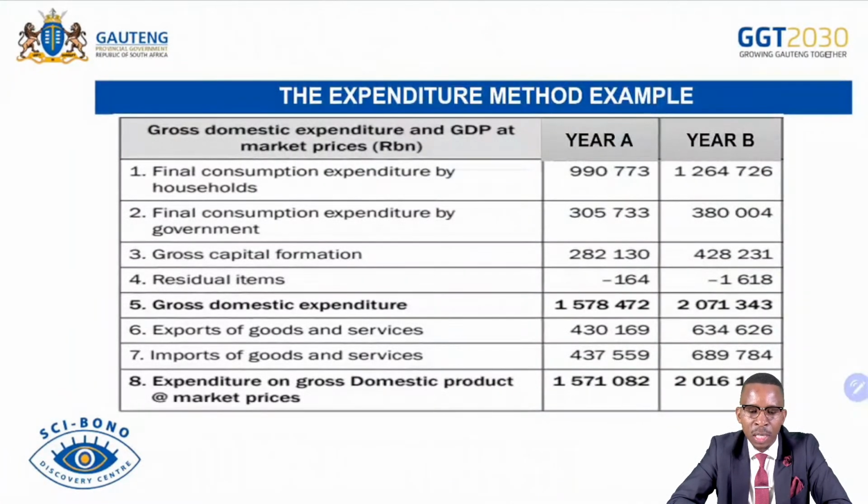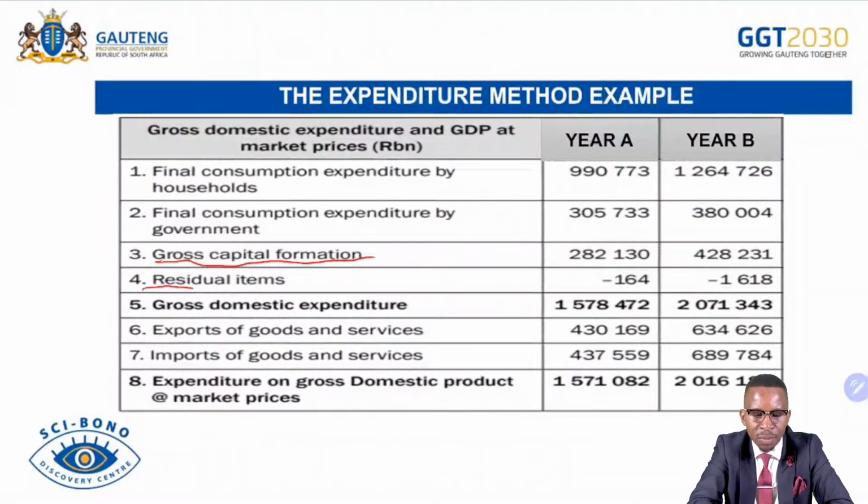Here we are now, the expenditure method in place. We have the final consumption spending by the household. We have final consumption spending by the government. The capital formation, remember, is known as investment by businesses. Then we have residual items, which are negative, meaning a certain amount was added by mistake above.